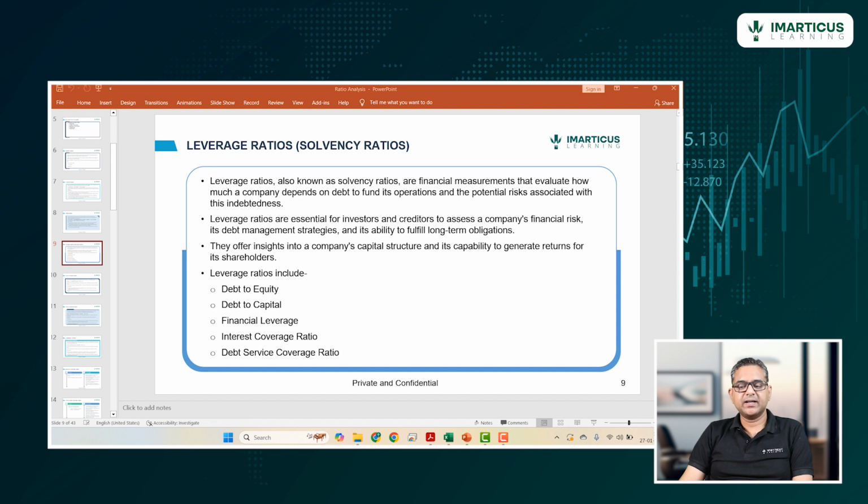Leverage ratios are essential for investors and creditors to assess a company's financial risk, its debt management strategies, and its ability to fulfill long-term obligations. They offer insight into a company's capital structure and its capability to generate returns for its shareholders. Leverage ratios include debt to equity, debt to capital, financial leverage, interest coverage ratio, and debt service coverage ratio. So there are various ratios within this category of leverage ratios. And if you see, they are primarily focused on the capital structure mix, the funding mix for the company, and the ability of the company to pay its interest obligations or principal payment obligations.